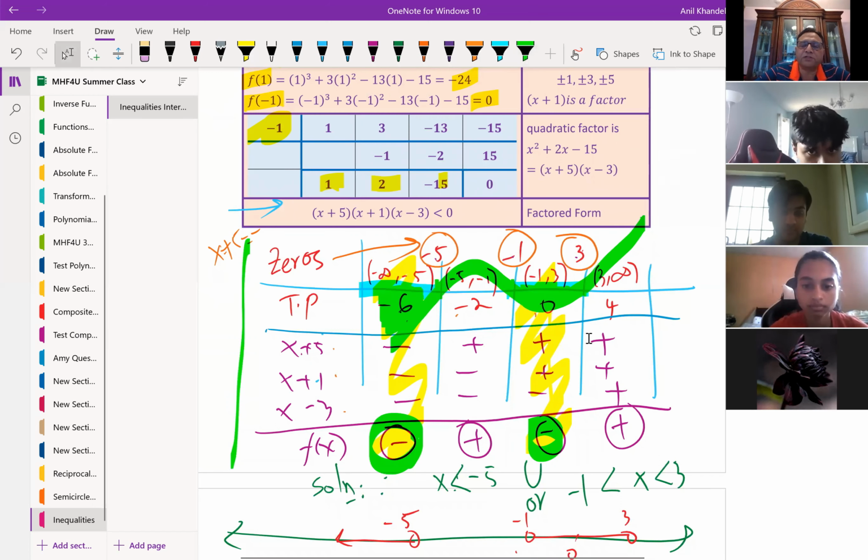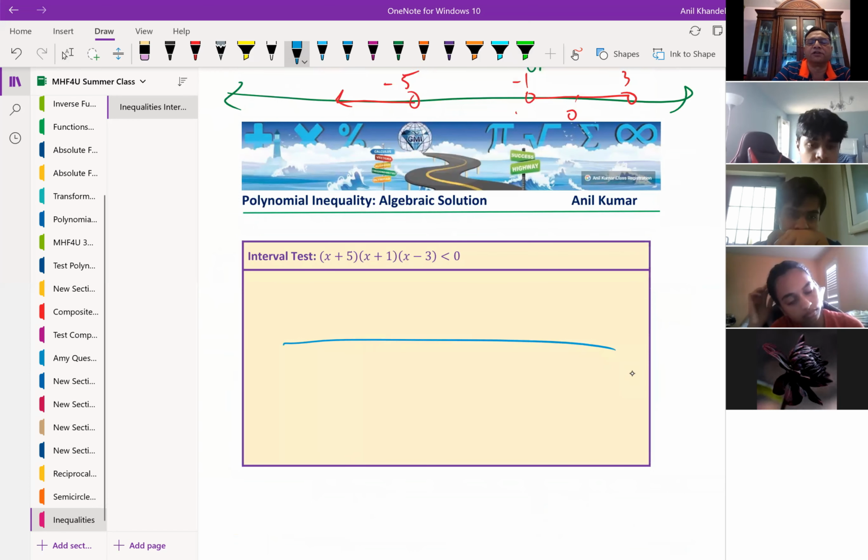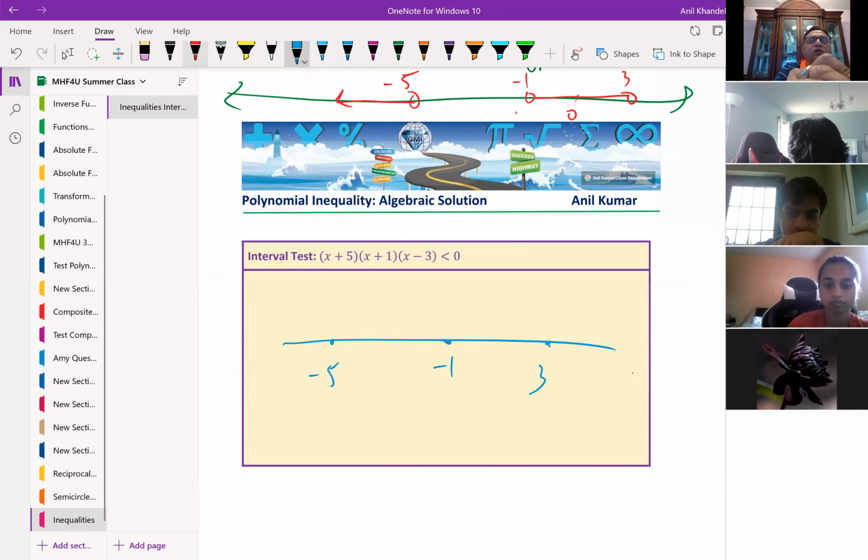Let me take you to a fresh page. We just did all this. What I was trying to say here is something like this. We did get zeros here. The zeros were at -1, then one zero at 3, one zero at -5. And this is a polynomial with a positive leading coefficient. That becomes your graph, correct?